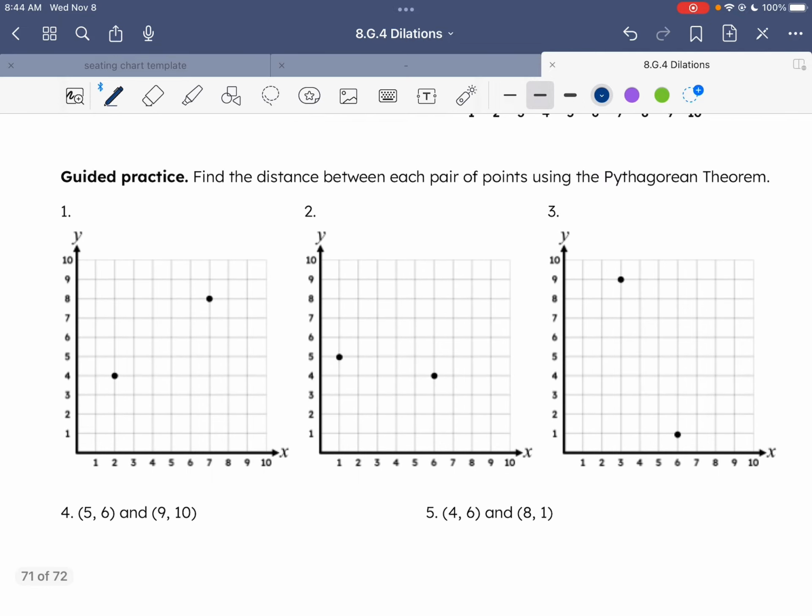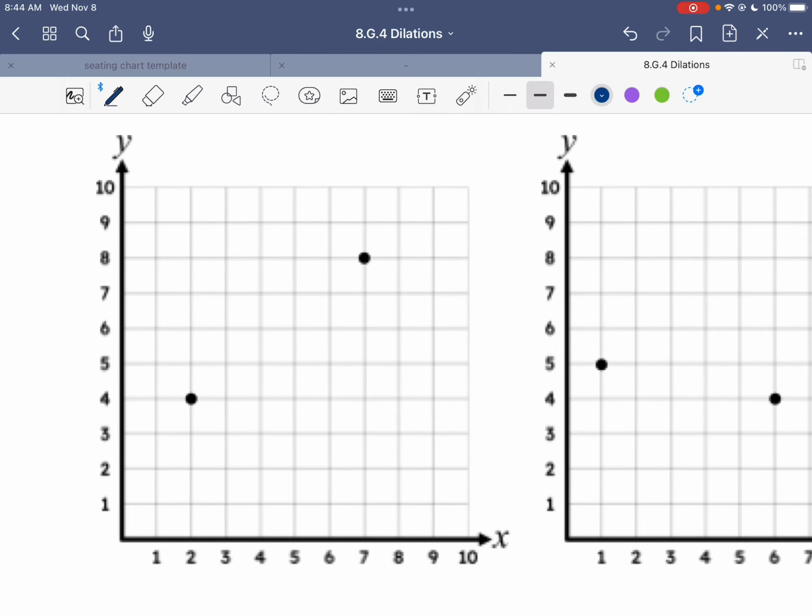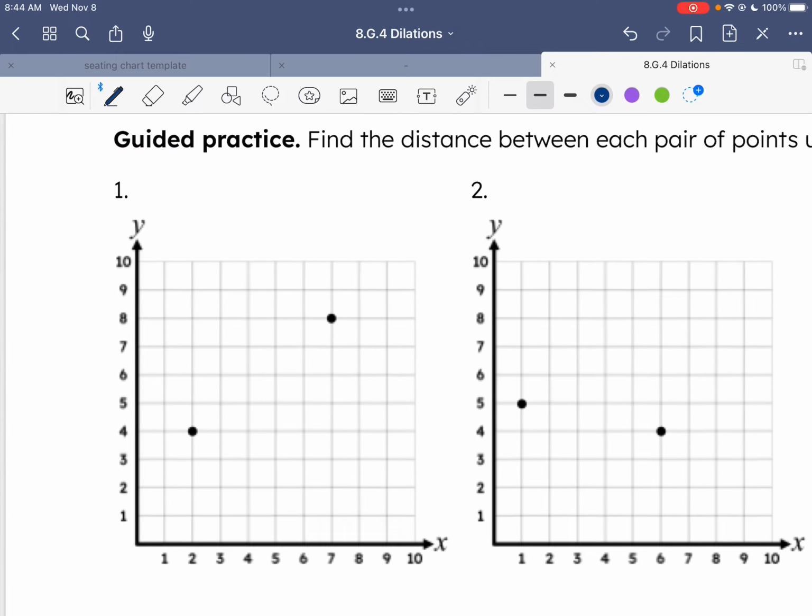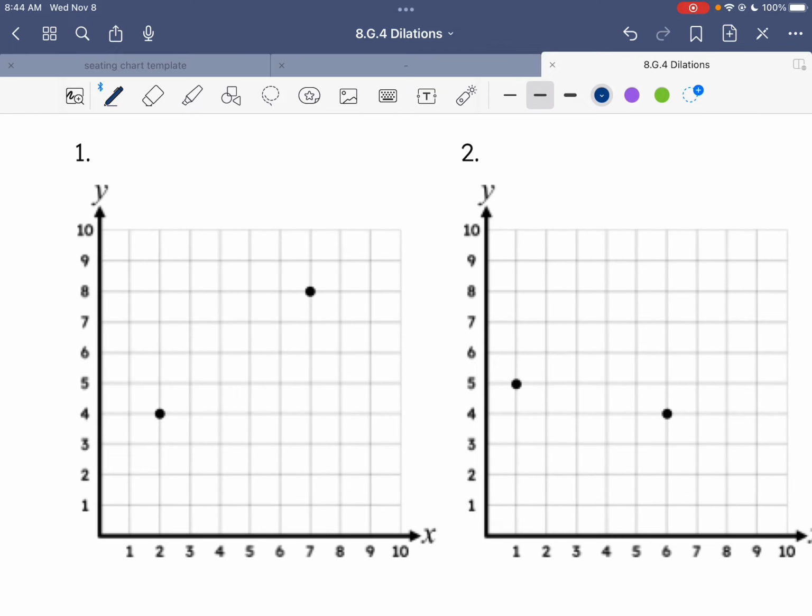So now we're going to do some guided practice. Number 1, we're going to find the distance between the 2 pairs of points. So the first thing is we're going to draw our right triangle. It doesn't matter which direction you draw it, so you can draw it like this. You could also draw it like this. It doesn't matter, it's going to give you the same answer either way. So we're going to draw our right triangle to connect those 2 points.